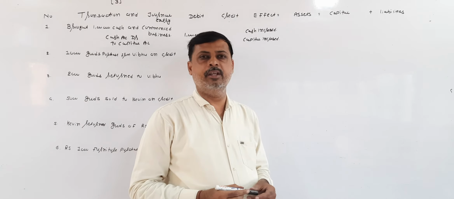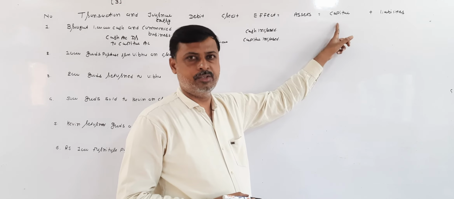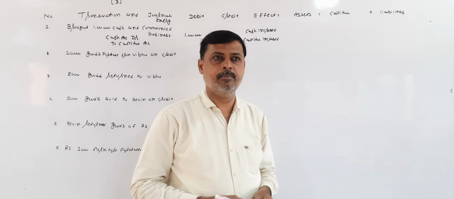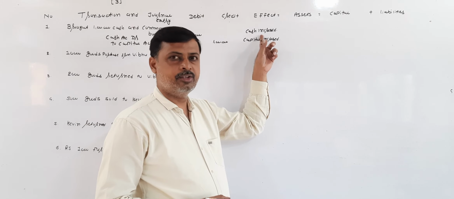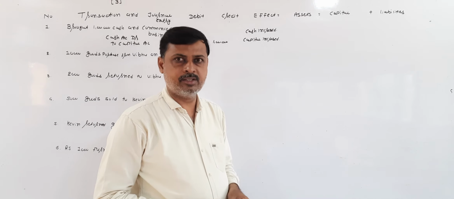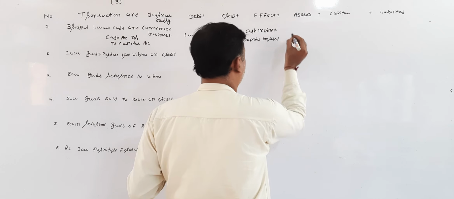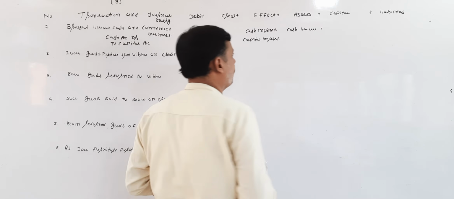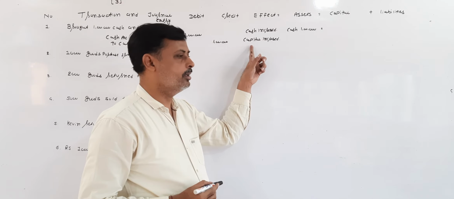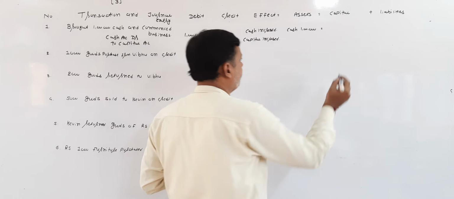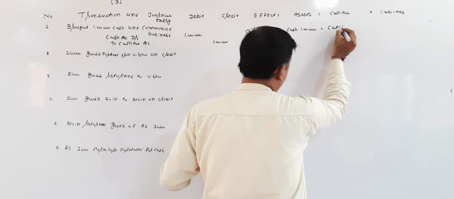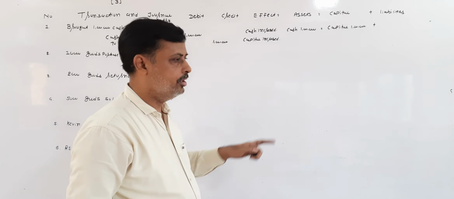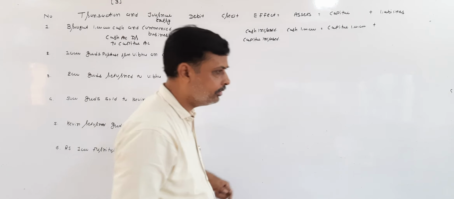Now, our accounting equation, that is A is equal to C plus L. A for assets, C for capital, and L for liabilities. So cash increased, and cash is our current asset. So here cash 1 lakh. And capital also increases in our business, so capital 1 lakh. And there is no change in our liabilities. So liabilities become 0 here.